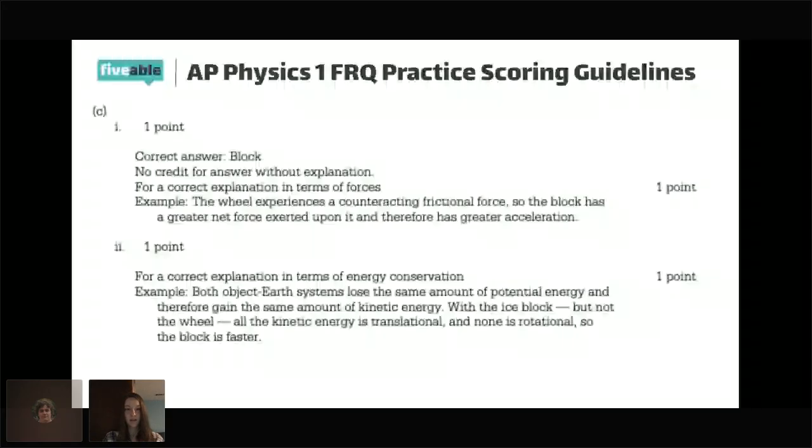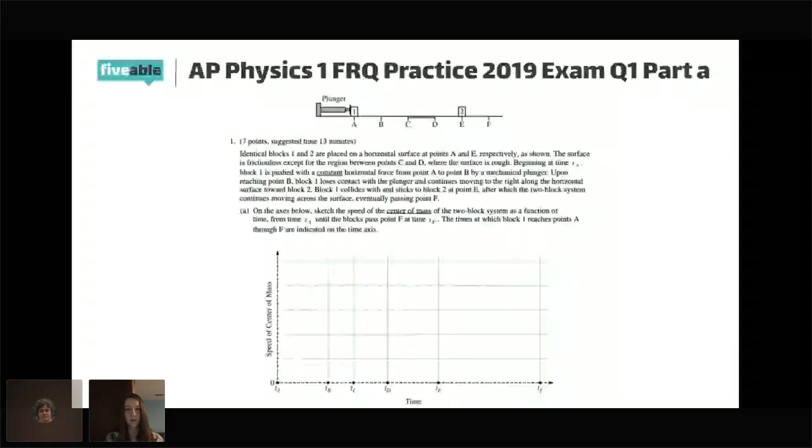Okay. Could you advance the slides? Awesome. All right, so this is the AP Physics 1 FRQ from the 2019 exam. This is question 1, part A. And so this is going to be a more torque and rotational motion focused question. So the first thing that it's asking us about is the center of mass. Basically, the question is telling us a description of what the plunger is doing to block 1.